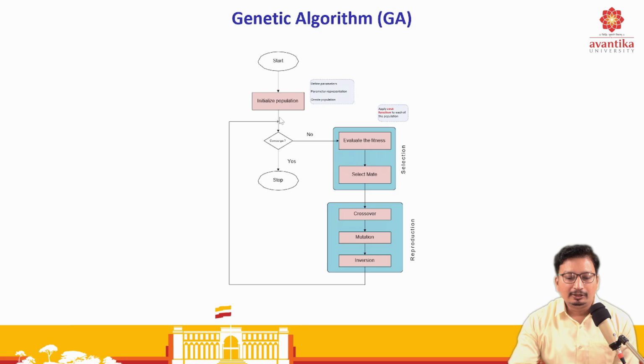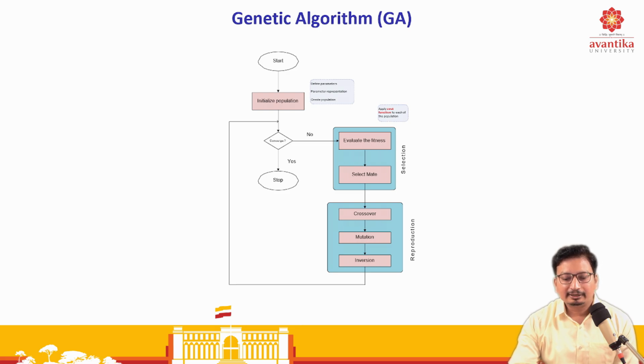Then we check for convergence. If we have not converged, then we evaluate the fitness of each individual. Then we apply the selection process. We select the best mates from the individuals on the basis of the fitness values. The fitness values are computed with the help of mathematical functions based on the objective function for which we are selecting the individuals, and the individuals which produce the best fitness values are selected in this selection mode and moved to the reproduction section.